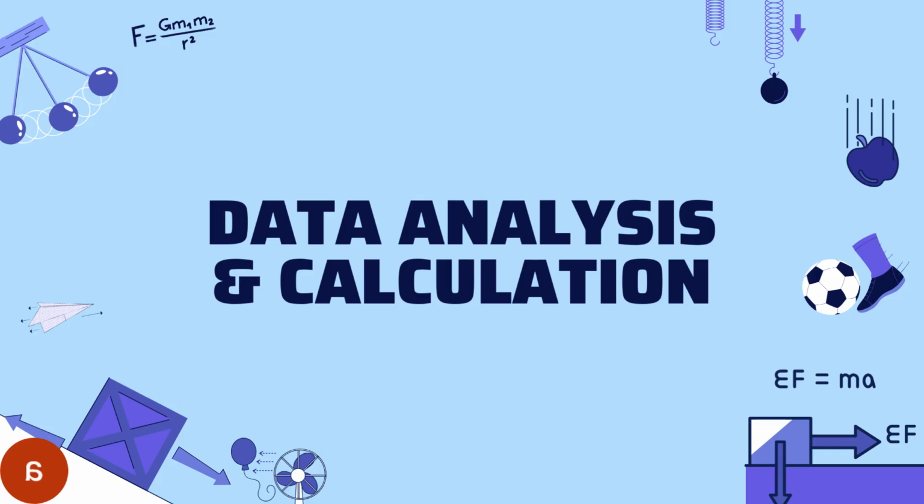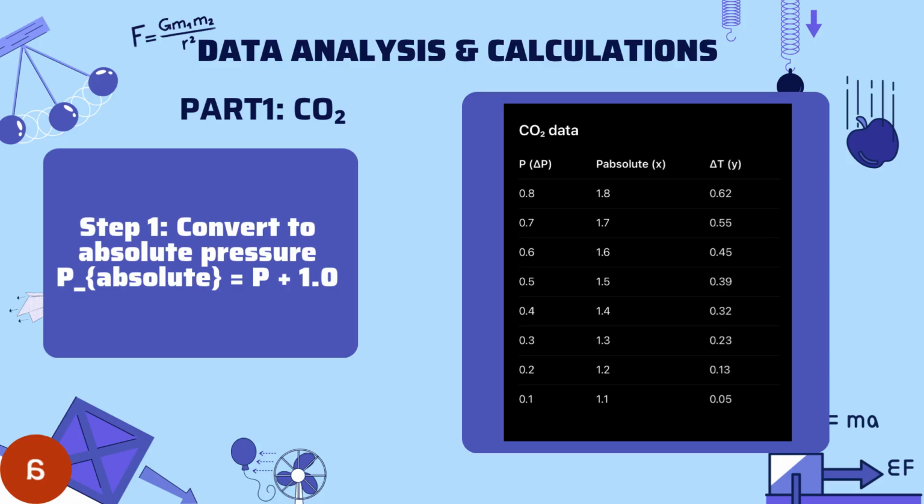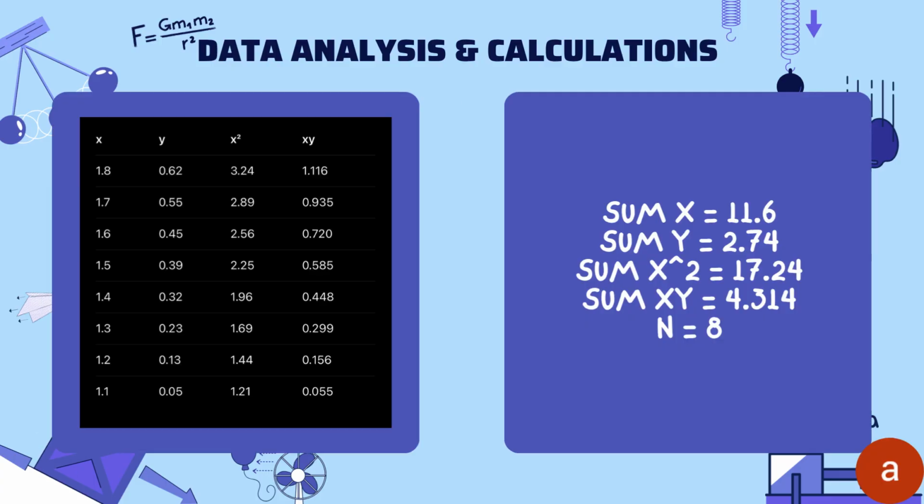Hello everyone, so we will move to the data analysis and calculation part. The first part is CO2. First we need to convert the pressure to absolute pressure, which is pressure plus 1.0, where 1.0 is PATM. So we got the CO2 data, where P absolute is X and delta temperature is Y. After we get X and Y, we can determine the X squared and XY by calculating both of the data.